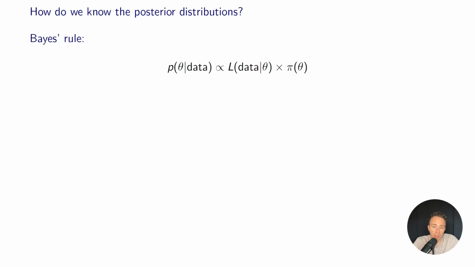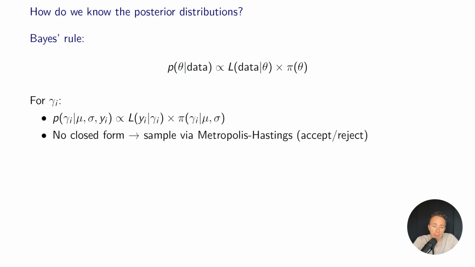So how does this work at a super high level? How do we know what these posterior distributions are? Well, we get them from Bayes' rule. So the posterior distribution is proportional to the prior distribution times the conditional likelihood, where we are looking at the likelihood of the data given the parameters. And so for this gamma i distribution, we're not going to have a closed form for this posterior. We're going to have to do accept-reject sampling through something called Metropolis-Hastings, which again, we're not going to get into in this video. I'm just trying to give you a high level understanding of how this works.